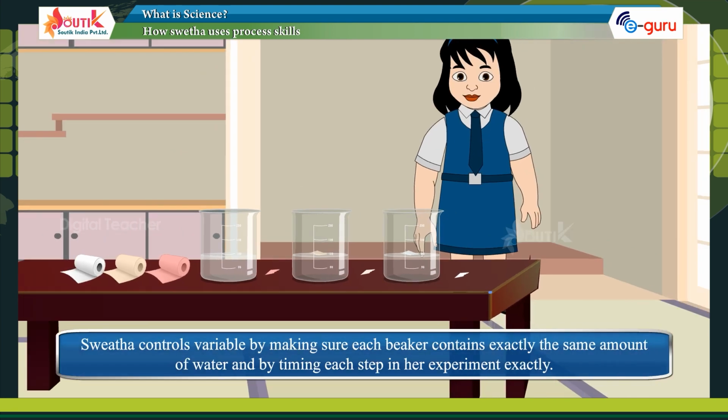Shweta controls variables by making sure each beaker contains exactly the same amount of water and by timing each step in her experiment exactly.